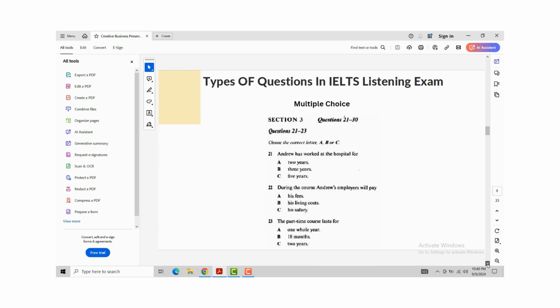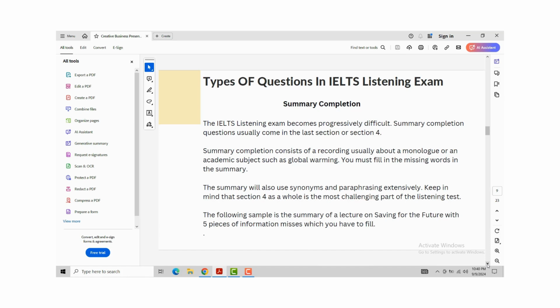Moving forward to question type number 4, summary completion. The IELTS listening exam becomes progressively difficult. Summary completion questions usually come in the last section, or section 4. As you hear the recordings, they become progressively more difficult, and summary completion is a rather difficult type of question.